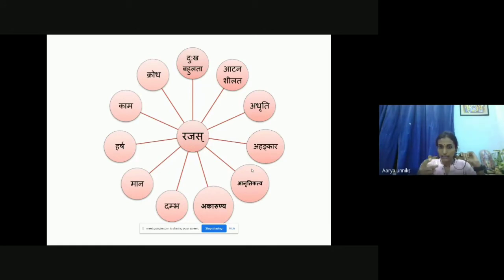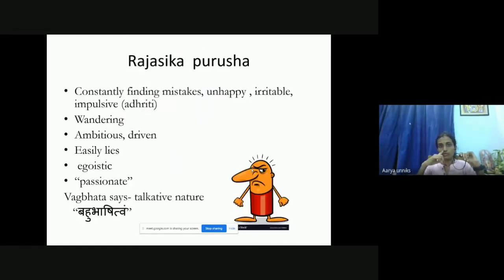And you can get a different word in tamasika purusha. And then adhriti, see adhriti. Dhriti was with sattvika, adhriti is with rajasika. So this is a rajasika purusha. He's constantly finding mistakes. Is unhappy, irritable, and impulsive. Impulsive is the term for adhriti. Wandering is that atana shilata. Ambitious, driven, easily says lies. You know, he can lie.